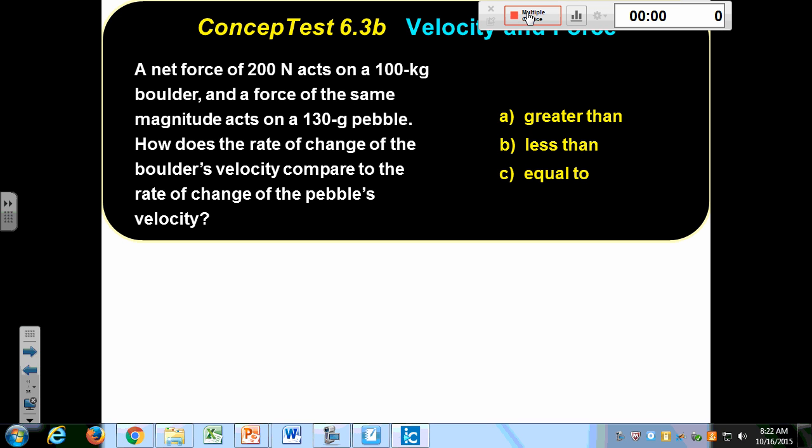Okay, here we have a net force acting on a 100-kilogram boulder, same as we had before. But how does the rate of change of velocity compare to the rate of change of the pebble's velocity? And we have F is dp/dt.